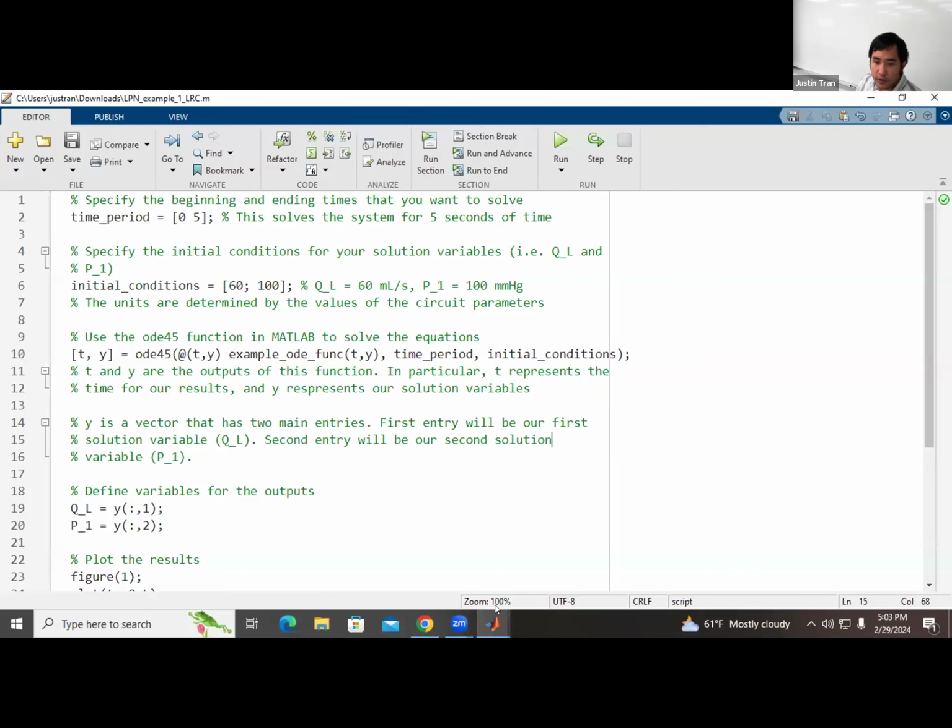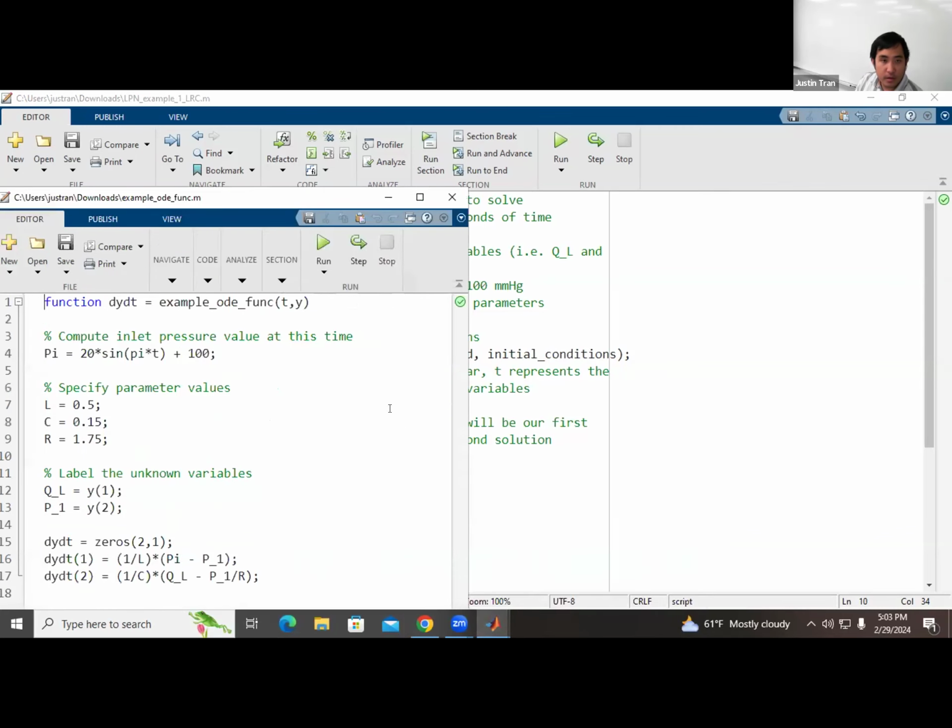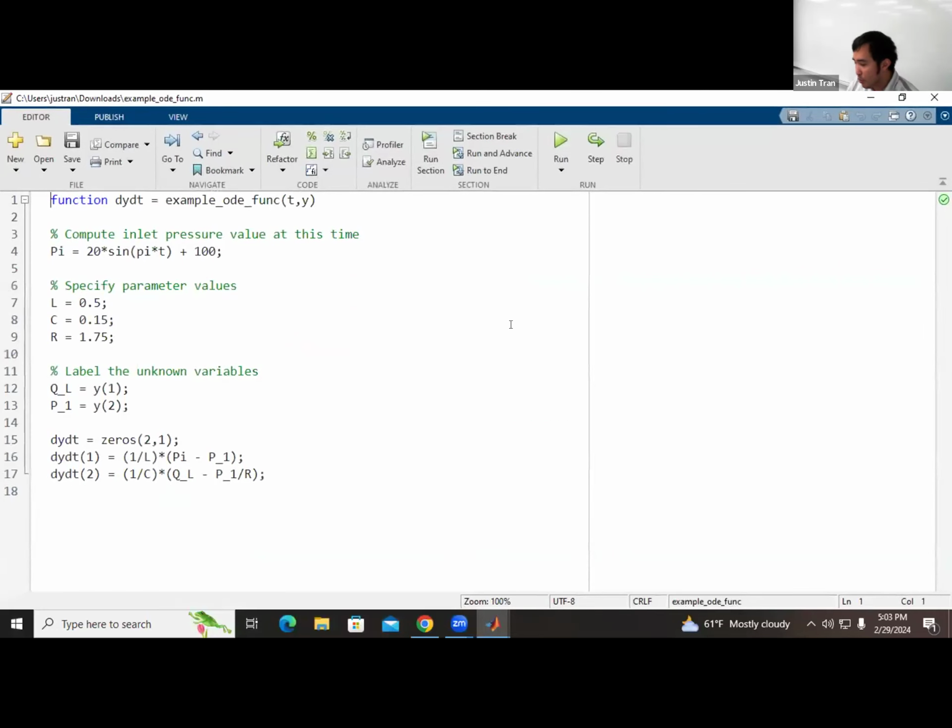Okay, let's look at the other file now. The other file defines our equations function here, example ODE func. You're probably wondering at this point, where are our ODEs? Where's our equation for dq/dt and where's our function for dp/dt? Well, they're here.